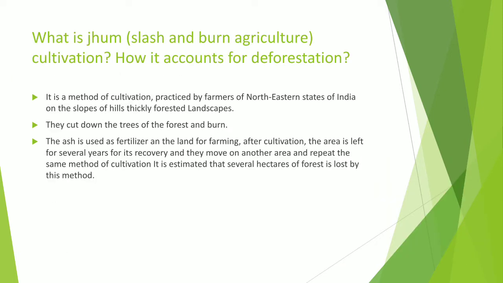Next, what is jhum cultivation and how does it occur? It is a method of cultivation practiced by the farmers of the northeastern states of India on the slopes of hills, in thickly forested landscape. They cut down the trees of the forest and burn them. The ash is used as a fertilizer for the land for farming. The area is left for several years for recovery, and they move to another area the next year and repeat the same method of cultivation. It is estimated that several hectares of forest are lost by this method.